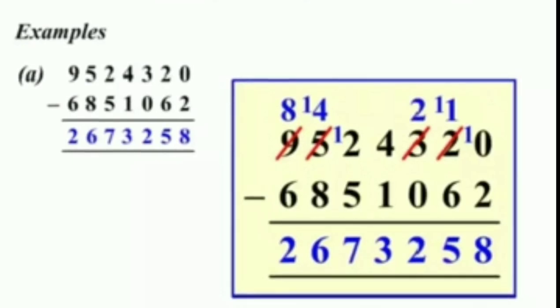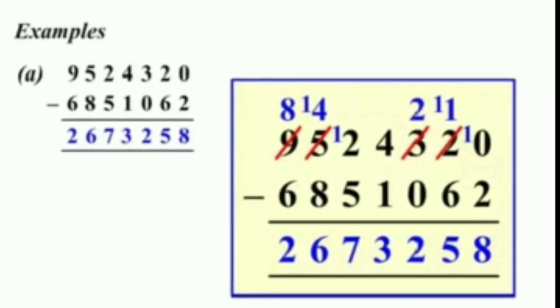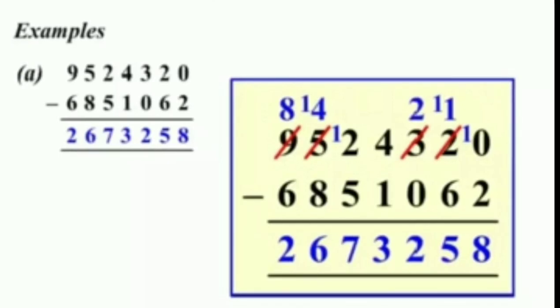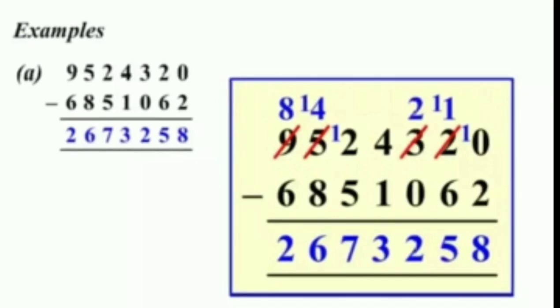Since 5 has given its one to 2, it has now become 4. Again 8 cannot be subtracted from 4. So, it has again borrowed from the nearby number and has become 14. Now, we subtract 8 from 14 and get 6 as the answer, and in the last, the 9 has become 8 after giving its one to the nearby 5. So, we subtract 6 from 8 and we get the answer as 26,73,258. So, I think it is clear to you.